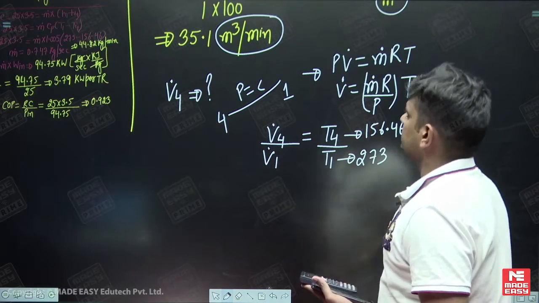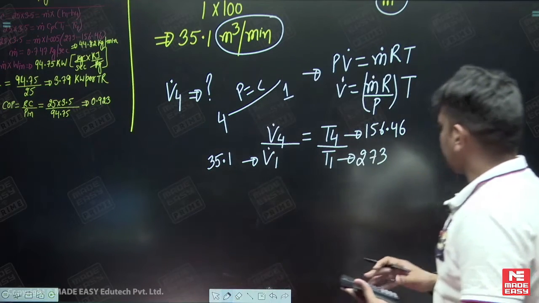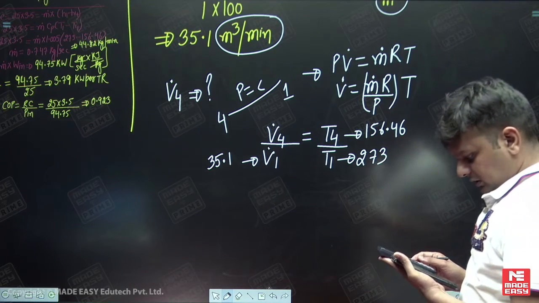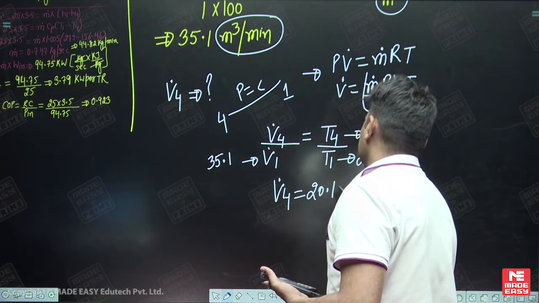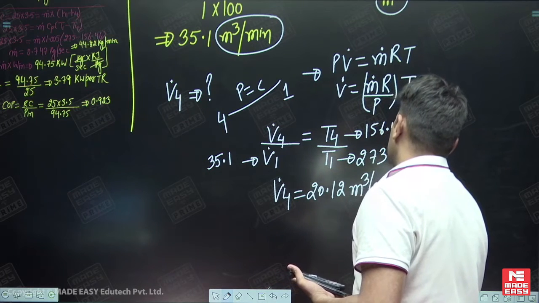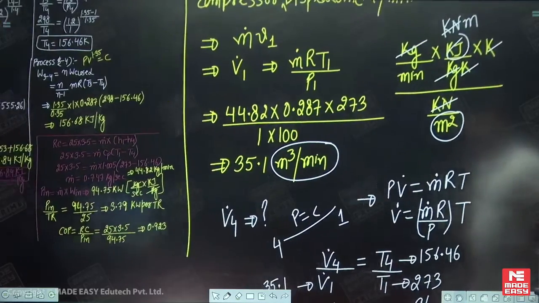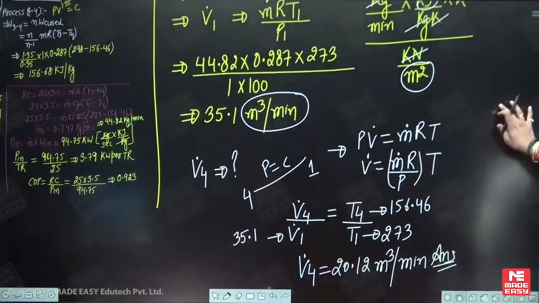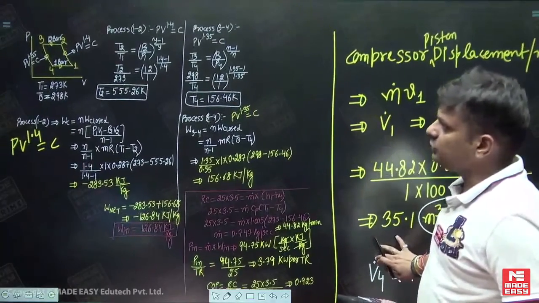So V dot 1 is 35.1, so 35.1 into 156.46 divided by 273. This is coming out as 20.12. So V dot 4 is 20.12 meter cube per minute. Now I think you are clear. Piston displacement per minute is the volume flow rate at the entry of the compressor and the volume flow rate at the exit of the expander. Indirectly they are asking this, and we can use PV is equal to MRT.